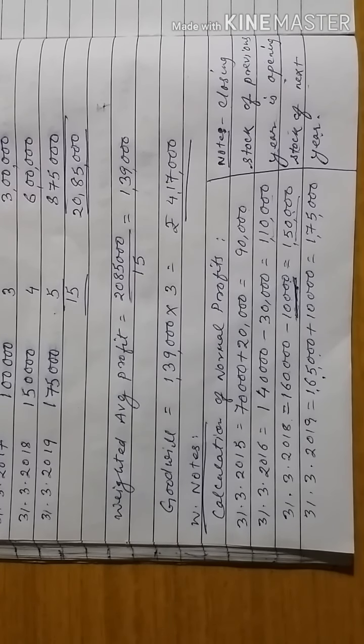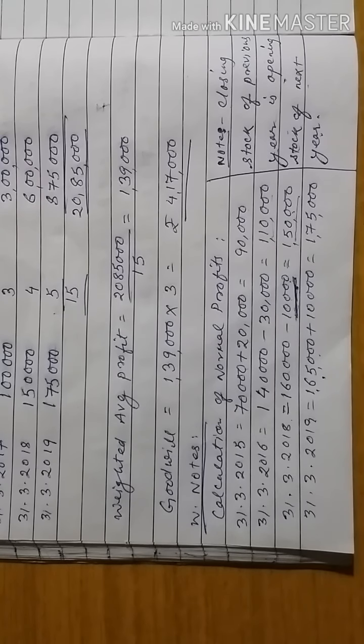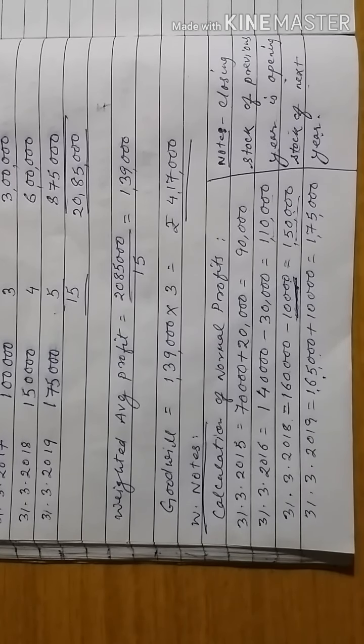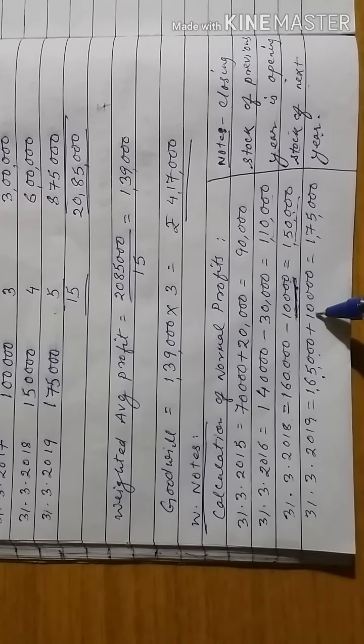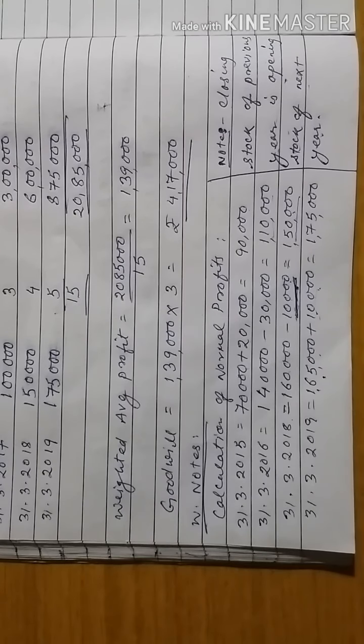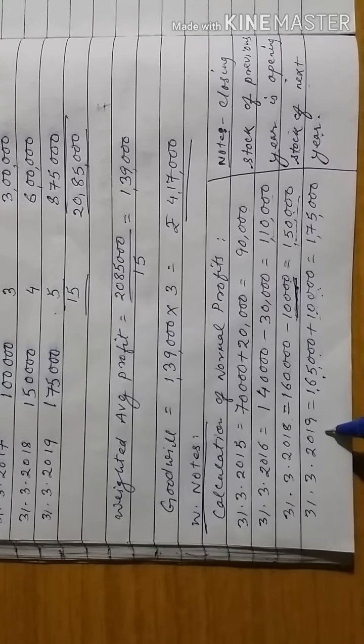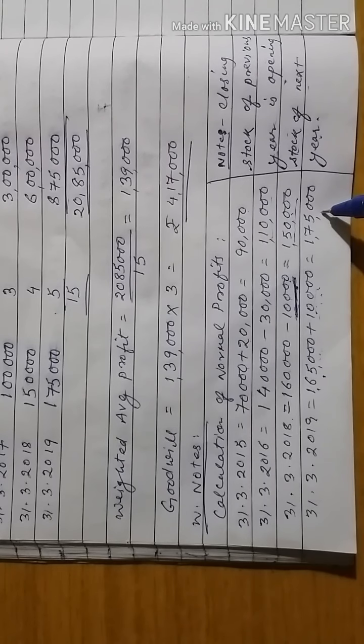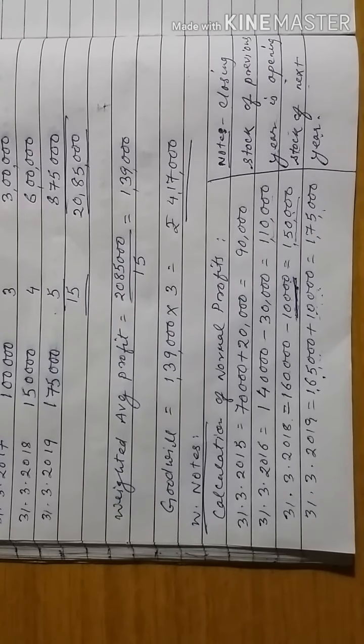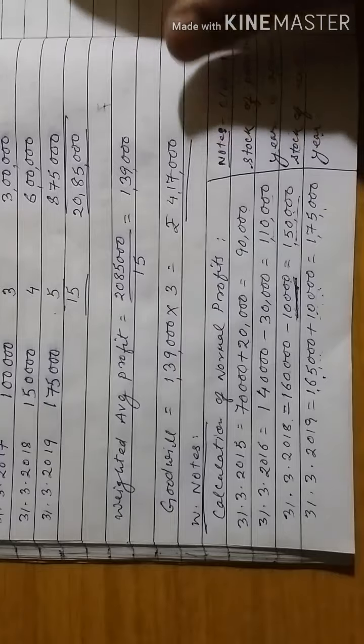Since opening stock is written on the debit side, if any amount on the debit side is reduced, the effect on the profit is that profit increases. So in the trading account, if you reduce the amount of opening stock, then the profit will increase. Thus in 2019 we will add the amount and we will get the normal profit of rupees 1,75,000.